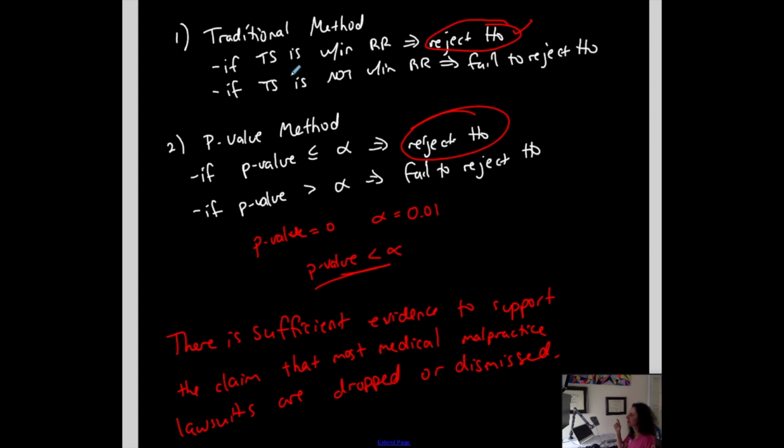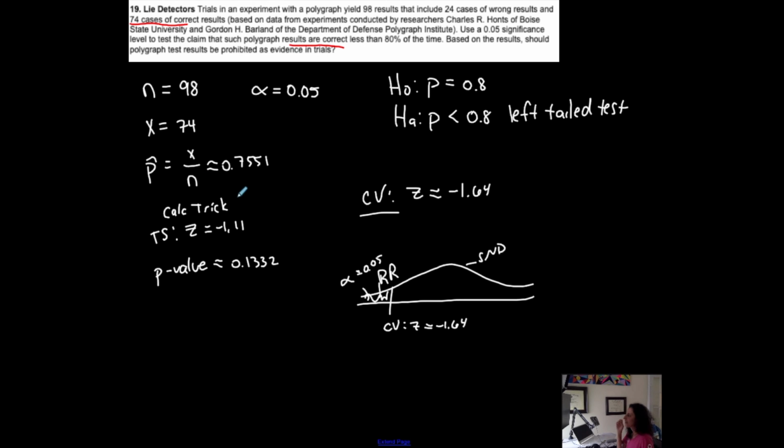The traditional method says, if the test statistic is within the rejection region, then I reject the null. But if it's not, then I can't reject the null. I fail to reject the null. So where is my test statistic? My test statistic is negative 1.11. My critical value, which separates the rejection region from the rest, is negative 1.64. So my test statistic doesn't make it into the rejection region because negative 1.11 is closer to the center than negative 1.64. So the test statistic is not in the rejection region here. So based on that test, I fail to reject the null. Fail to reject the null is my conclusion here.